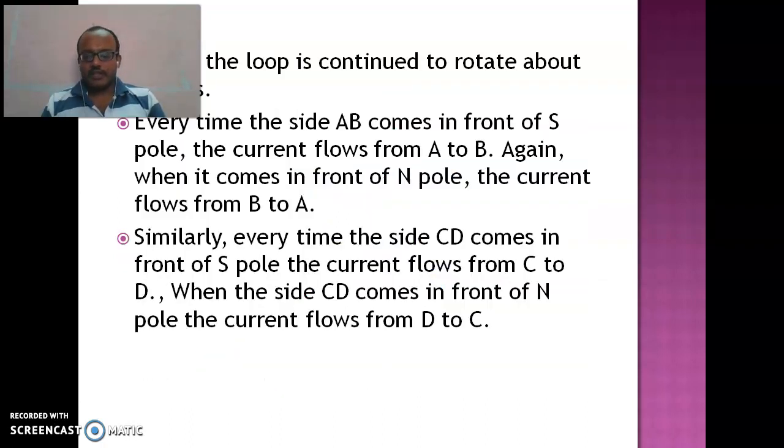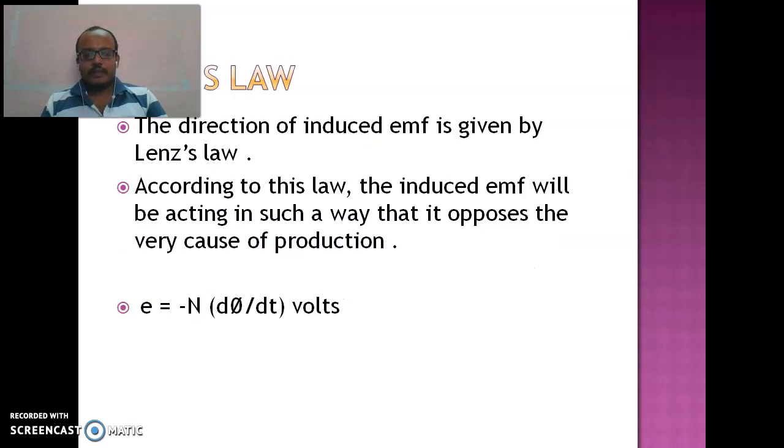Now, if the loop continues to rotate on its axis, every time the side AB comes in front of the south pole, the current flows from A to B. Again, when it comes in front of the north pole, the current flows from B to A. Similarly, every time the side CD comes in front of the south pole, the current flows from C to D, and when CD comes in front of the north pole, the current flows from D to C. That's the single loop EMF generation.